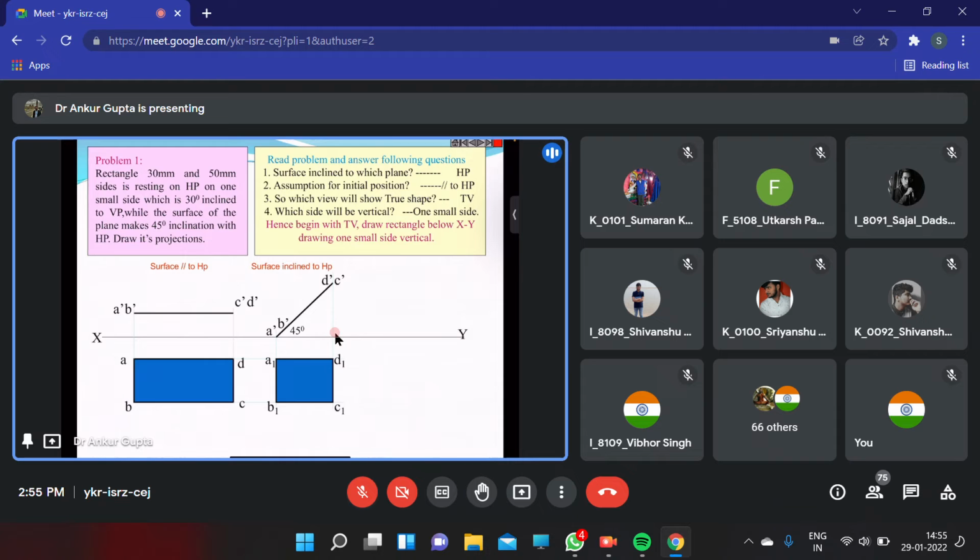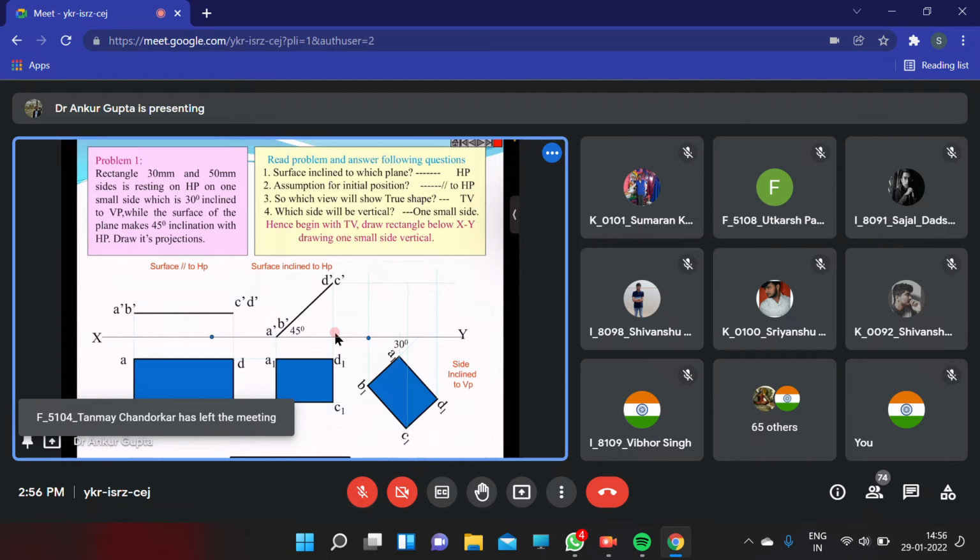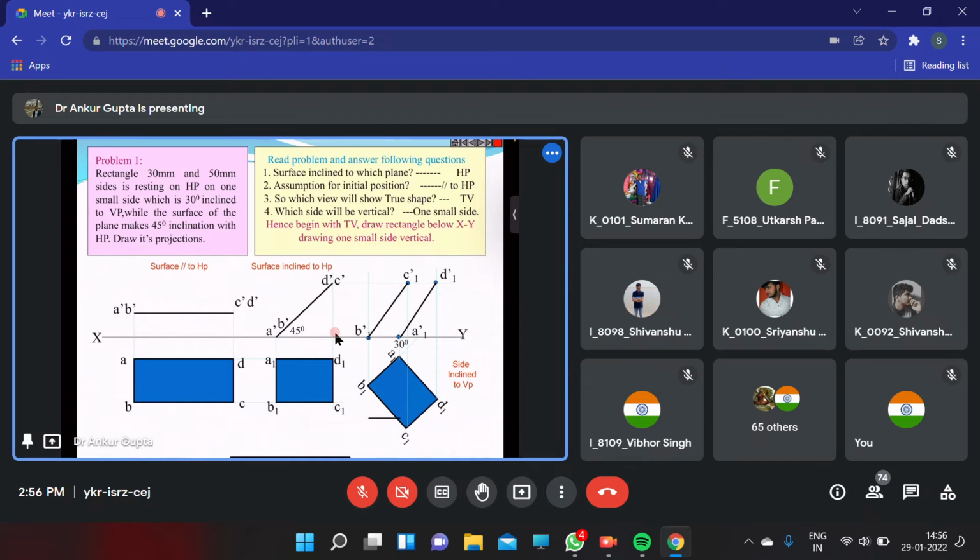Now it was said that the small side is 30 डिग्री इंक्लाइन टू VP. तो फिर हमने क्या किया? इसको 30 डिग्री पे रिप्रोड्यूस किया सेकेंड व्यू को. और वापस इसको हमने ऊपर प्रोजेक्ट कर दिया लाइक दिस. So we got the points here. Got the steps? Yes, sir.